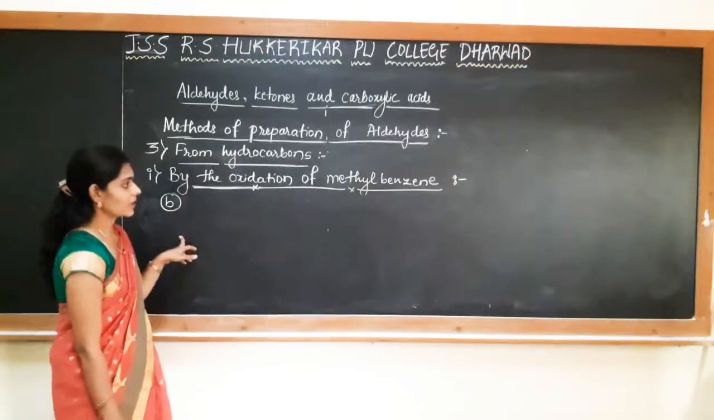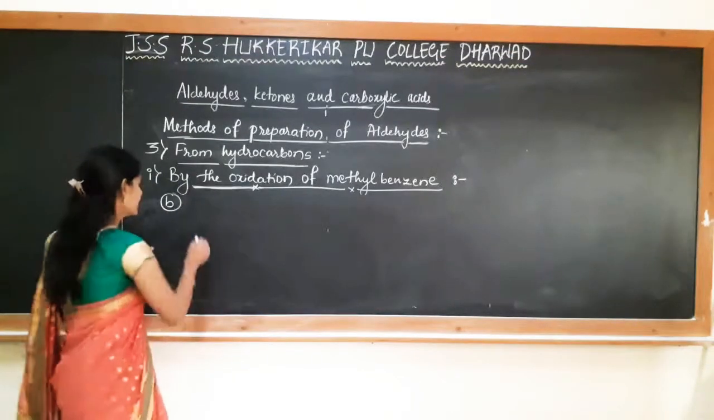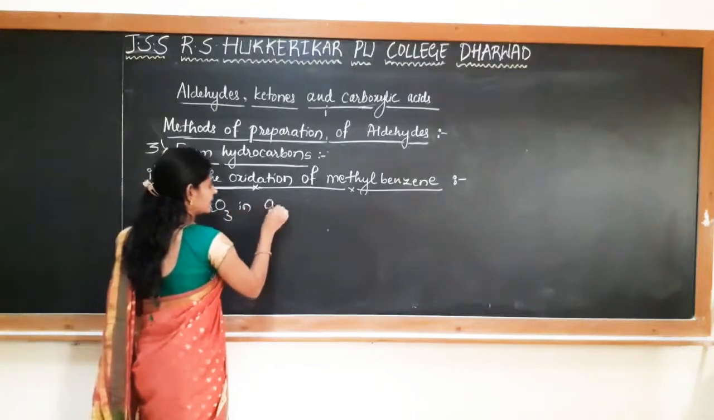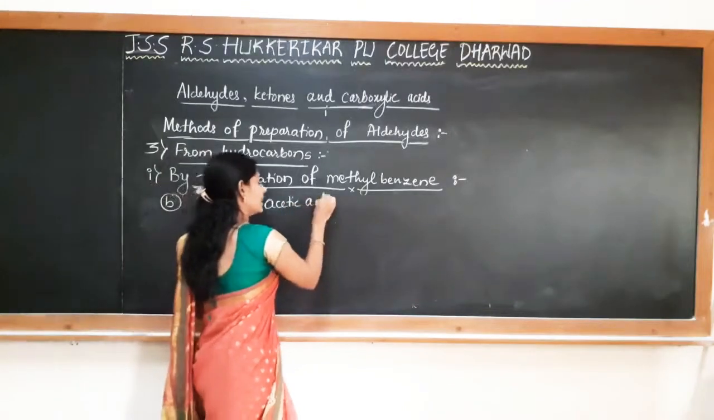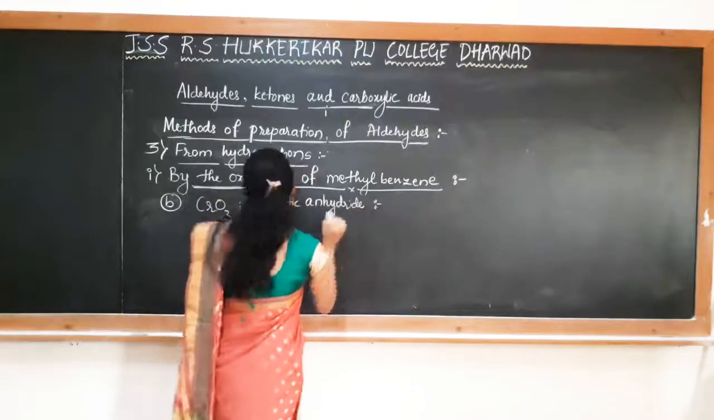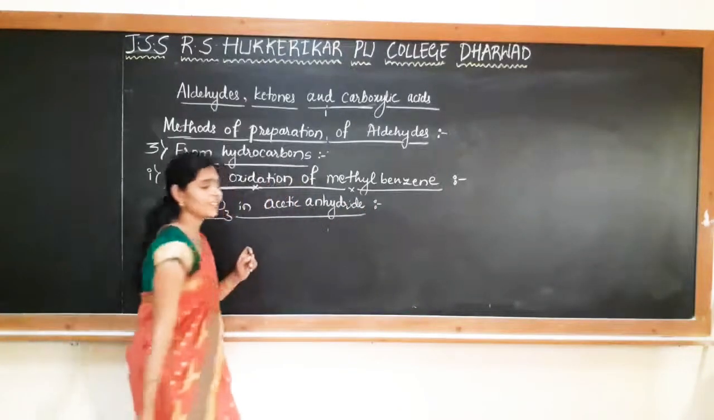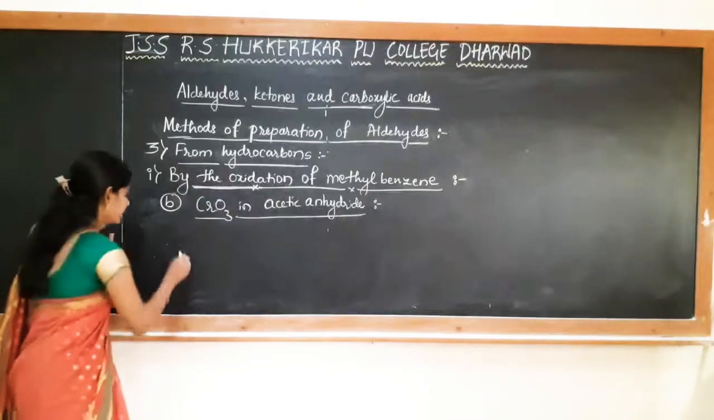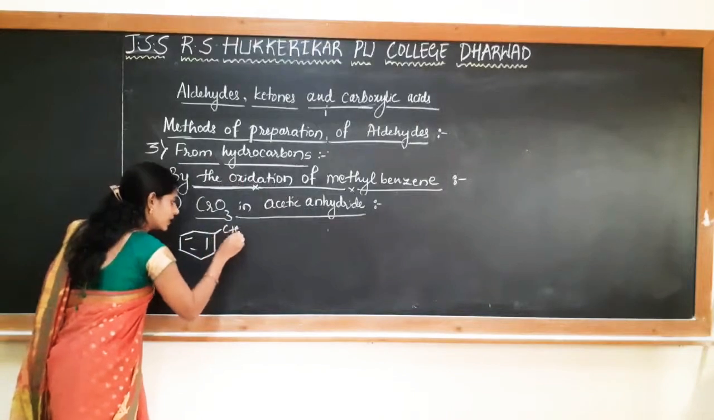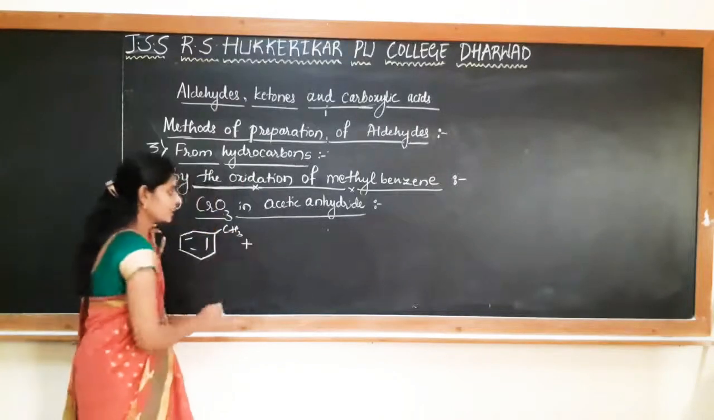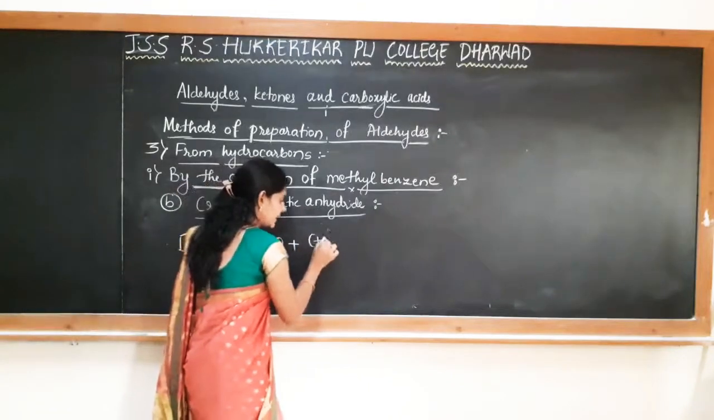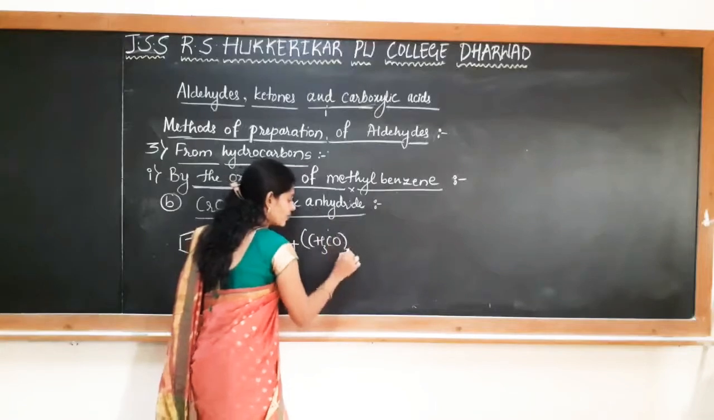Another mild oxidizing agent used for the oxidation of methyl benzene is chromic oxide in acetic anhydride. So this is another mild oxidizing agent used for the oxidation of methyl benzene or toluene, and the derivatives of toluene, to the respective aldehyde. So what we have to take here, the toluene is taken. You can take even derivatives of toluene for the reaction. So when it is treated with chromic oxide in presence of acetic anhydride, which is written as (CH3CO)2O.